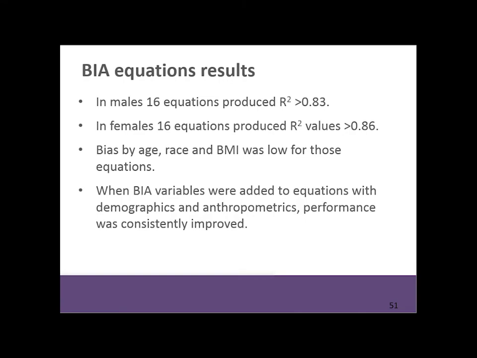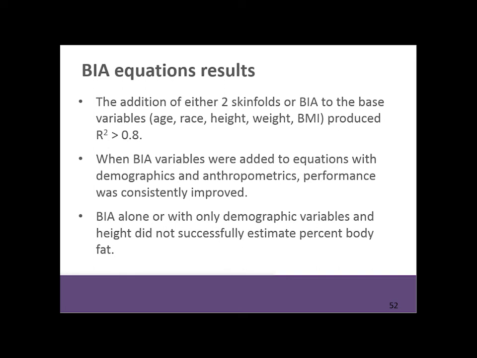So in summary, in males we have 16 equations that produced R-squares greater than 0.83. I didn't show you all this work, but we created those equations, and they're in the publication I pointed to. And the same for females, pretty much. We also looked for bias in the same way that I reported earlier on the equations for anthropometry, and found that it was low for these 16 equations. The addition of either two skin folds or BIA produced R-squares greater than 0.8, and when BIA variables were added to equations with demographics and anthropometrics, performance was consistently improved. But BIA alone, or with only demographic variables and height, did not successfully estimate percent body fat.